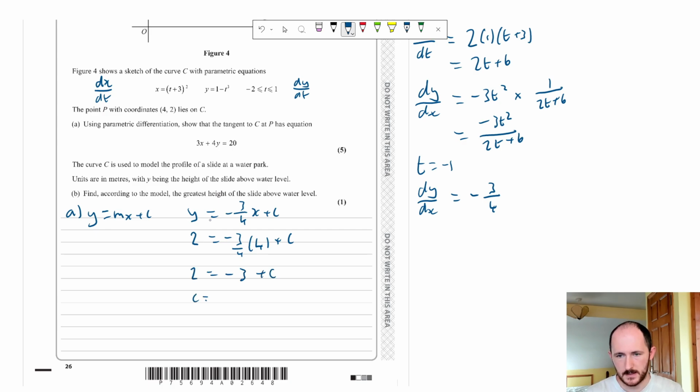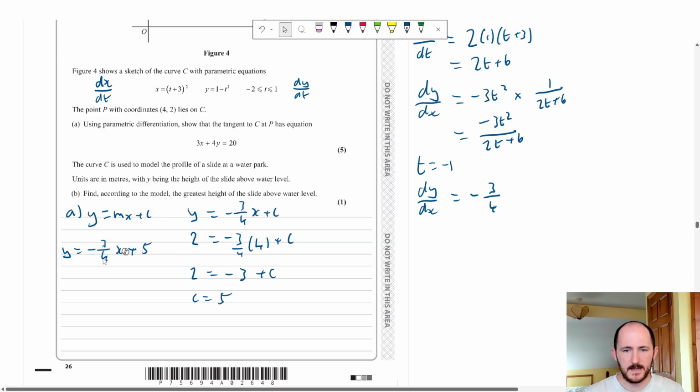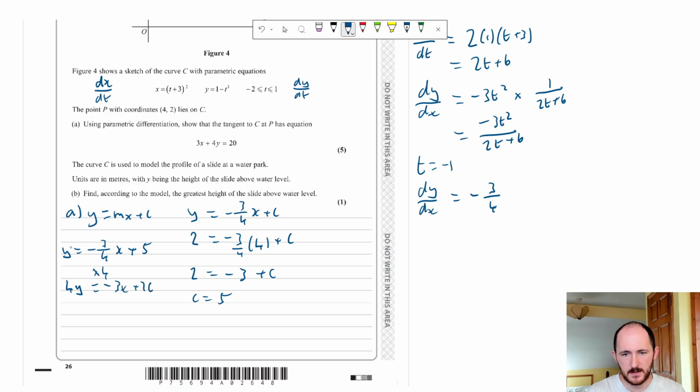C equals 5, and then we can just write that in. So y equals... now it does say to give it in a very specific format. All we need to do is times through by 4 and move the x to the other side. It is worth showing all of these steps, not just jumping over to the end, because again, most of your marks come from method marks.